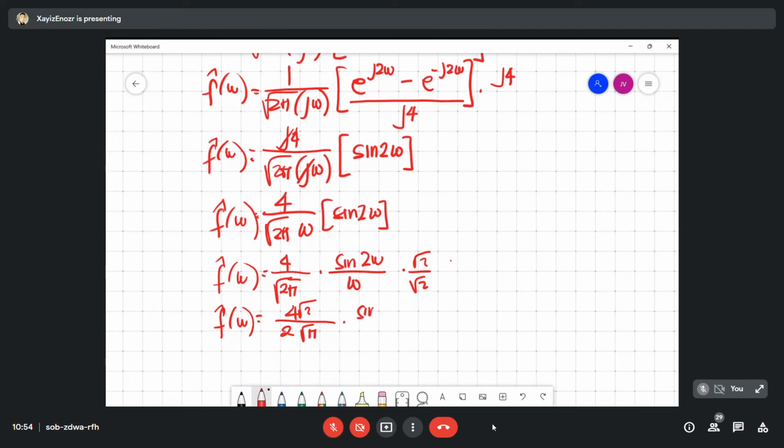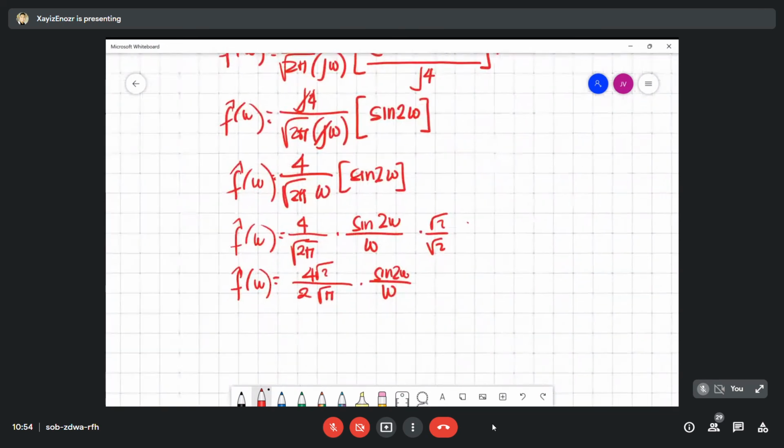Times sine 2 omega over omega. So, 4 over 2, that is 2. Square root of 2 over square root of pi times sine 2 omega over omega.